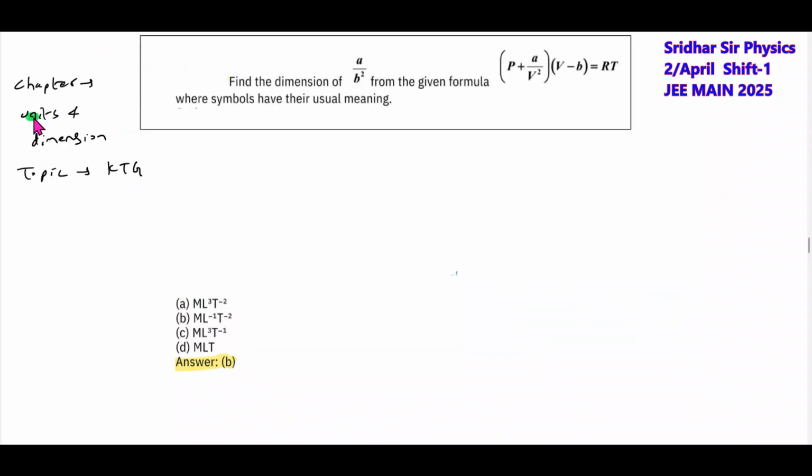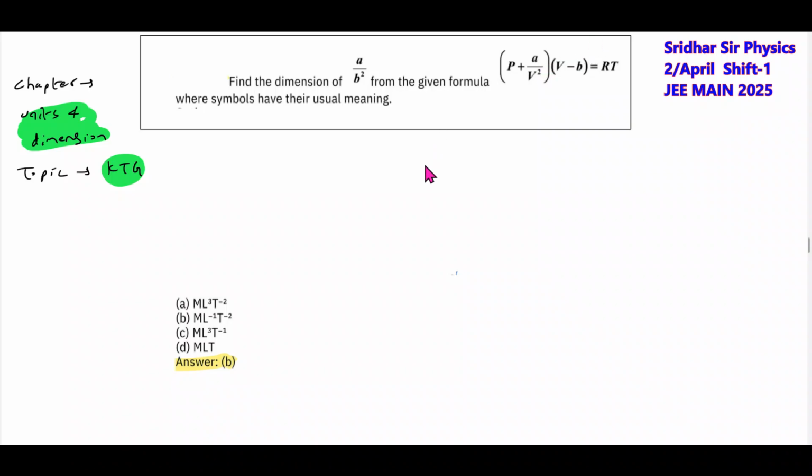Next, we have the chapter based on units and dimensions, and the subtopic in that chapter is KTG. So, what is the question? Find the dimensions of a by b square from the given formula (P plus a by V square)(V minus b) equals RT, where the symbols have their usual meaning. Then, what is the basic idea? The dimensions of LHS should be equal to RHS. It is asking us to get the dimensions of a by b square.